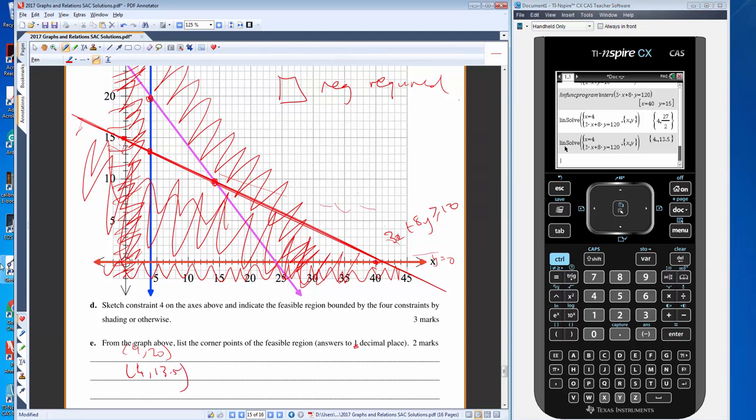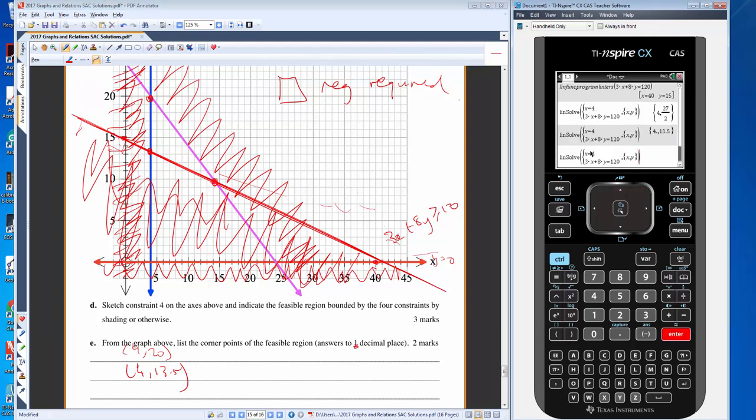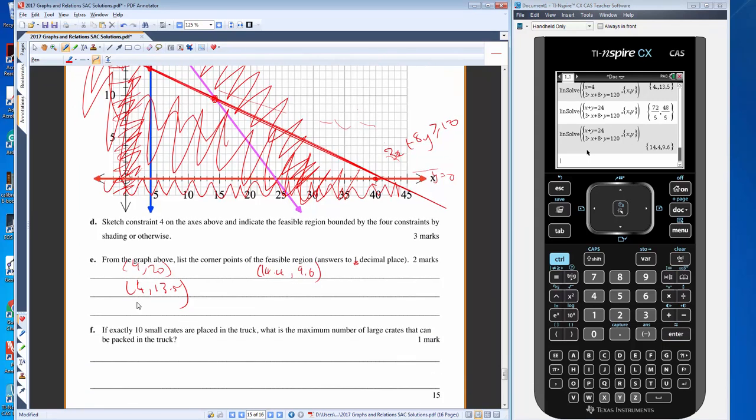And let's go again. Intersection of this and x plus y equals 24. 14.4 and 9.6. Okay, if exactly 10 small crates are packed in the truck, what's the maximum number of large crates that can be packed in the truck?